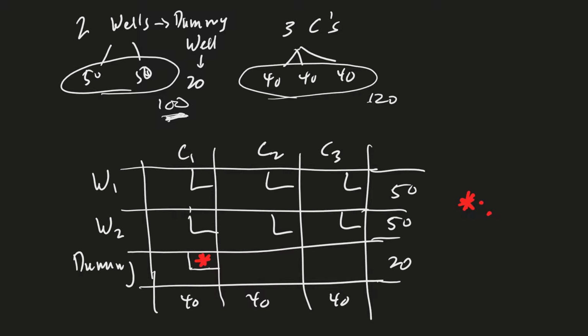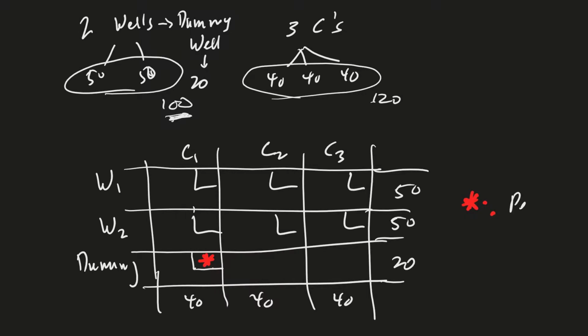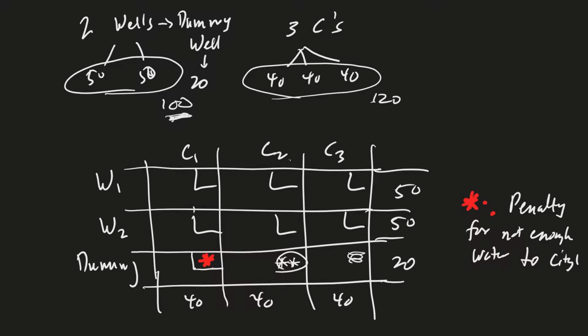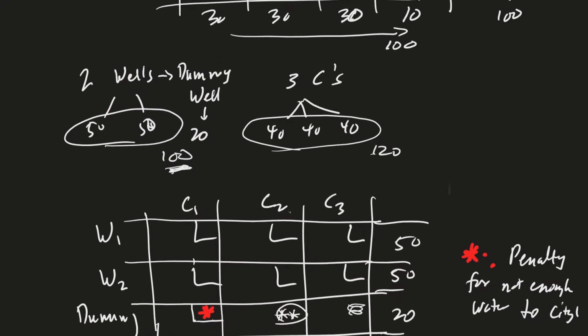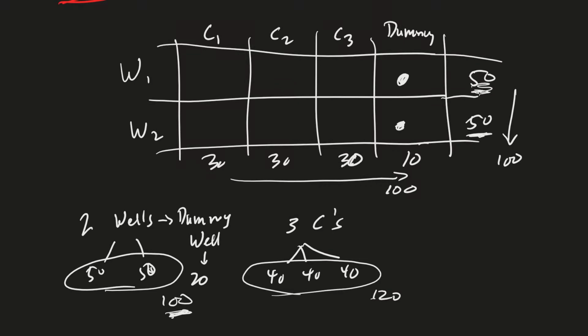Well, that is the penalty for not having enough water to City 1, right? And so similarly, this number would be the penalty for not having enough water for City 2, and similarly you could fill this in for City 3. Okay, now up here, where would these costs come from?